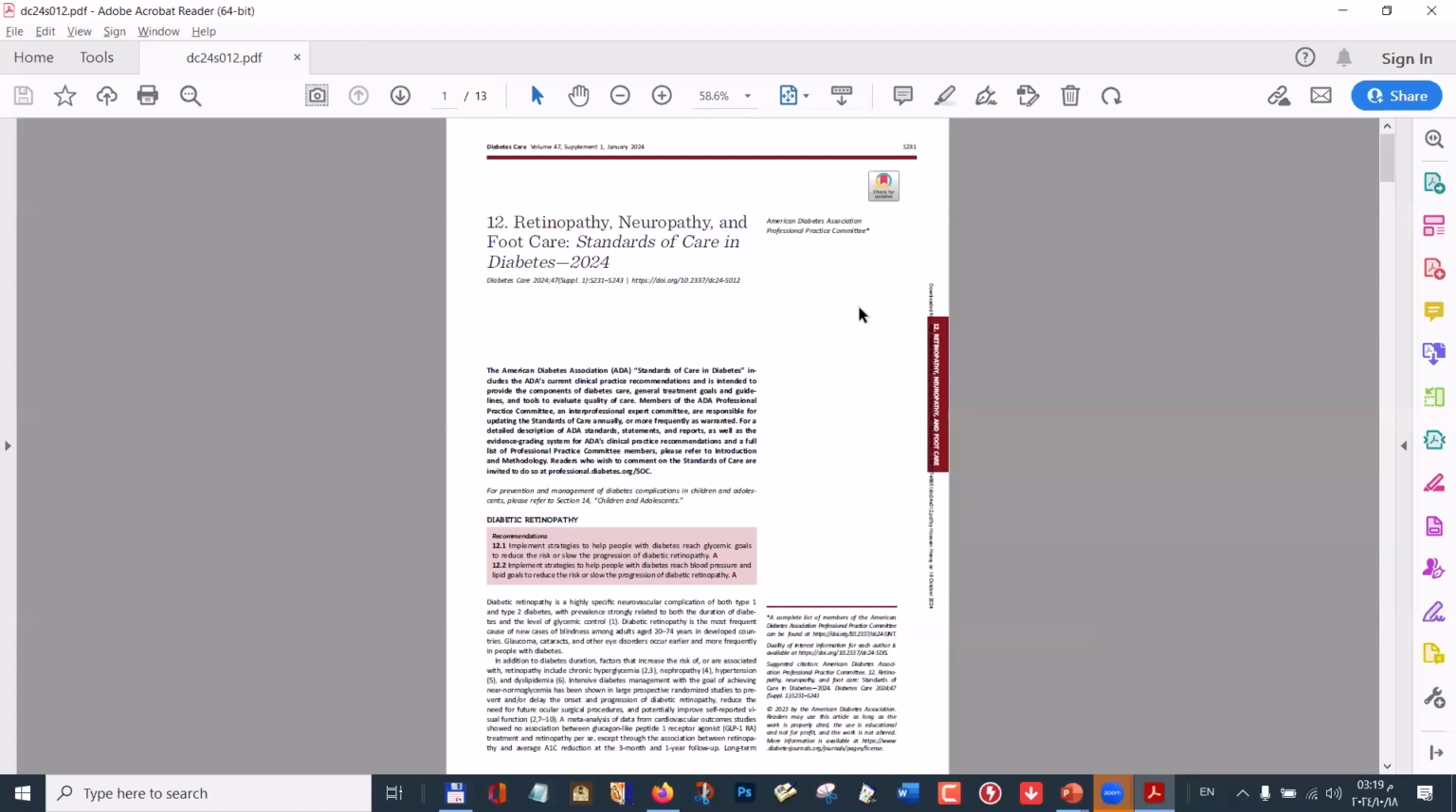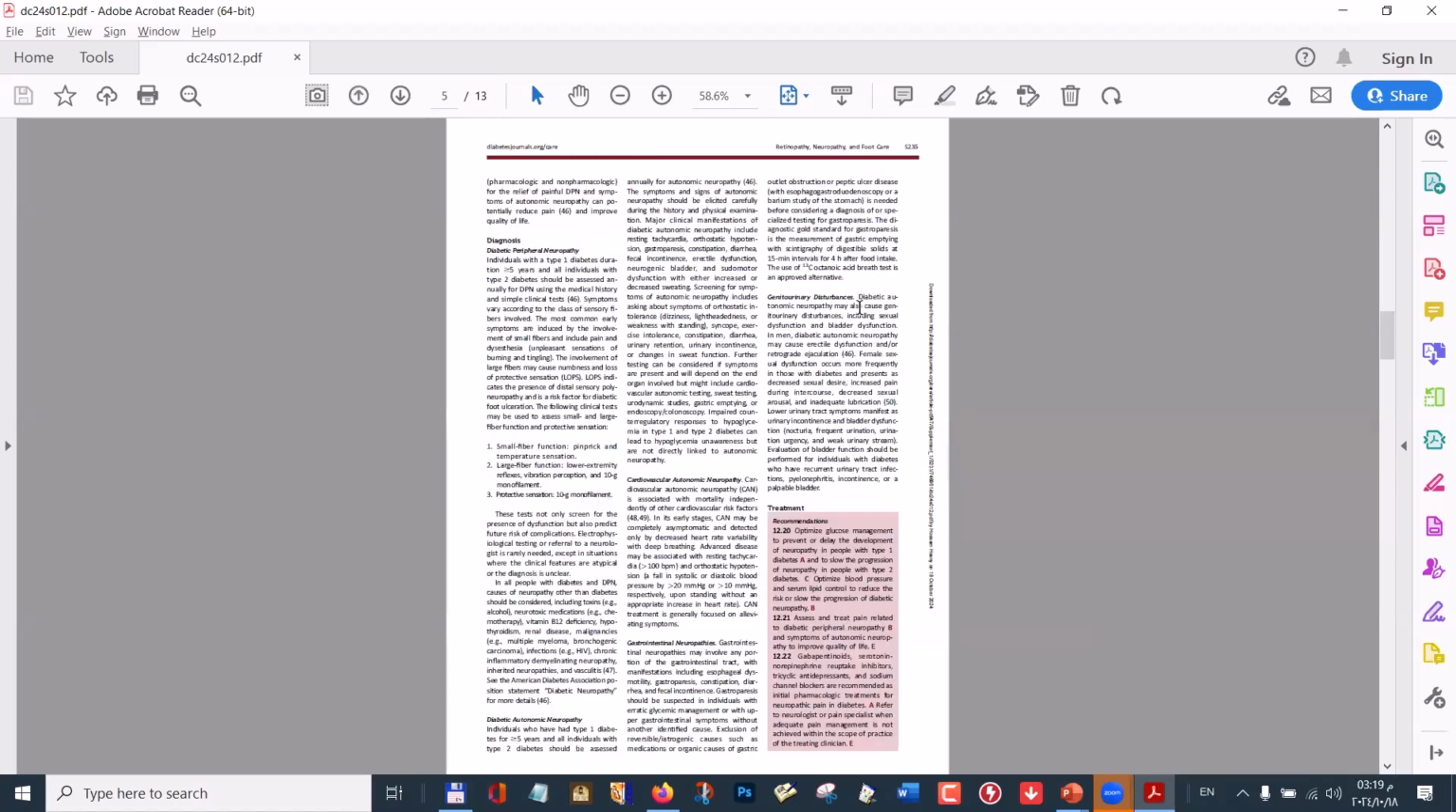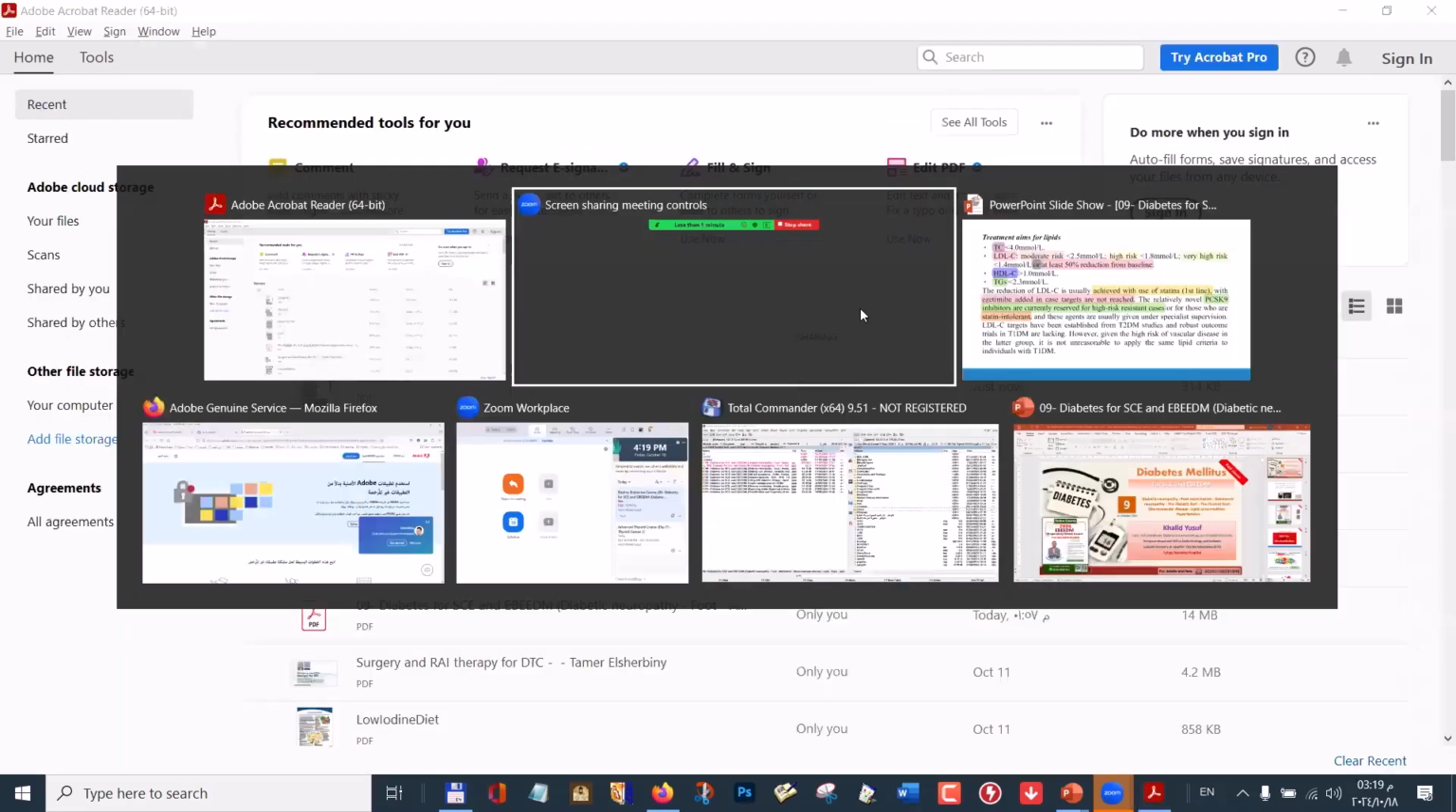And actually, Dr. Hissam Hosni uploaded the American Diabetes Association 2024 guideline for the management of retinopathy, neuropathy, and foot, diabetic foot or neuropathy.